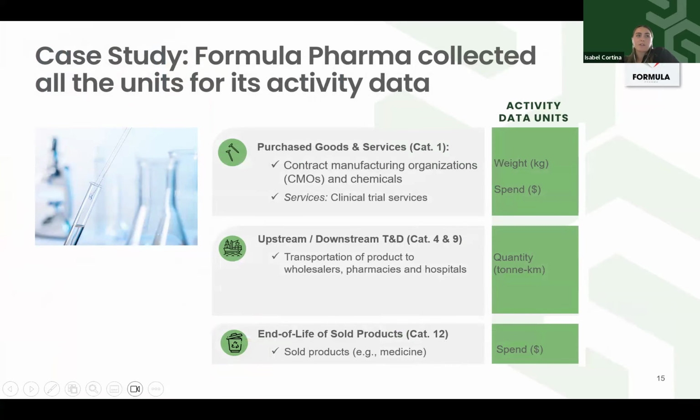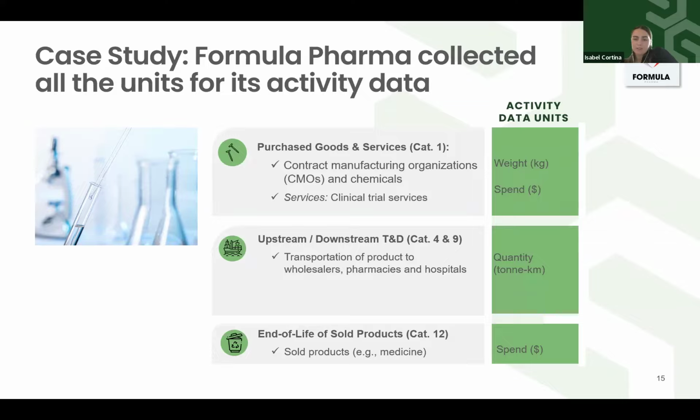Let's first look at Formula Pharma and how they collected their activity data first. The first thing that they did, and you may remember this from earlier in this course, is that they had to define their emissions activities. They had started early in the footprinting process by defining a list of their upstream and downstream activities that may produce greenhouse gas emissions, and they then sorted that list into the relevant Scope 3 categories, which you can see here. They've broken it down into category 1, purchased goods and services, which includes contract manufacturing and chemicals procurement, as well as purchase of services through clinical trials.